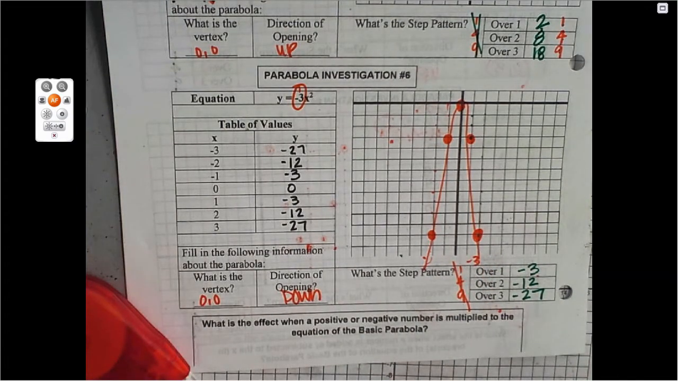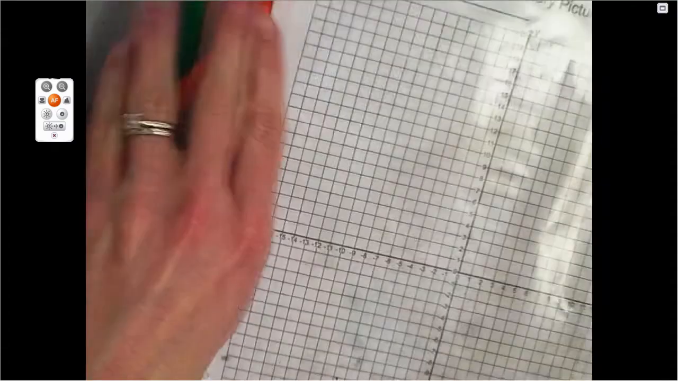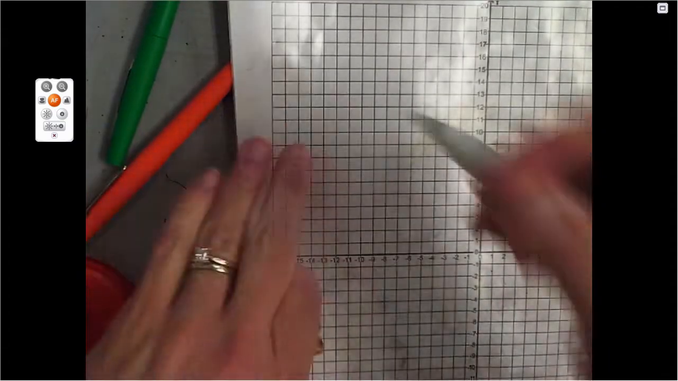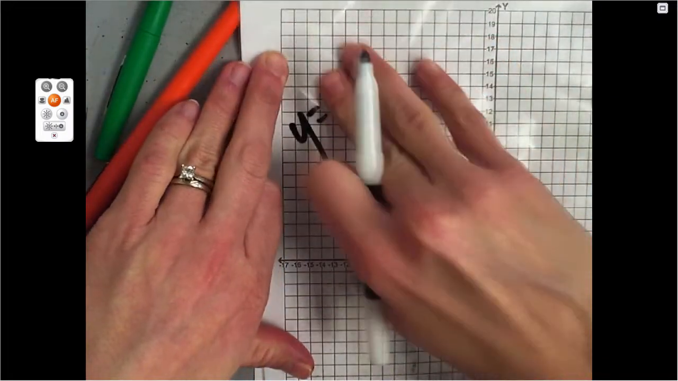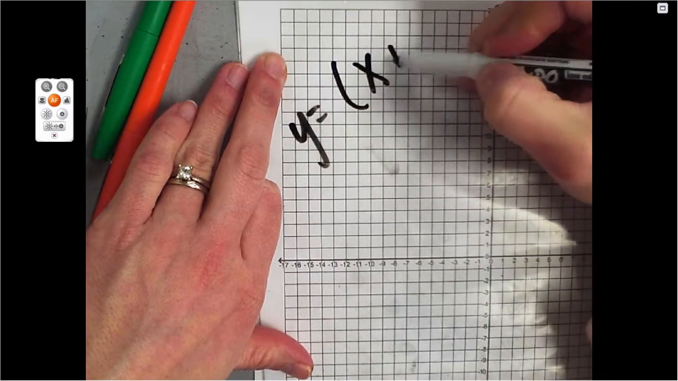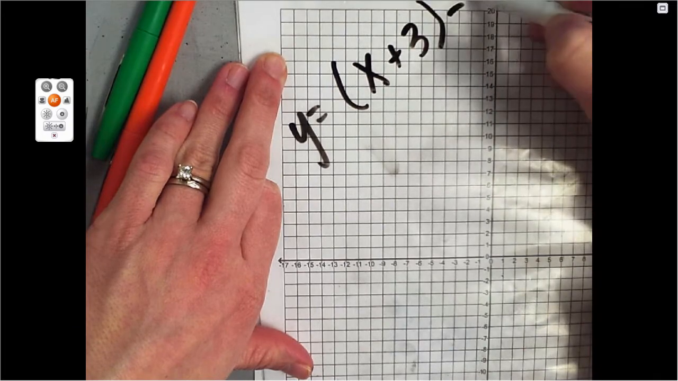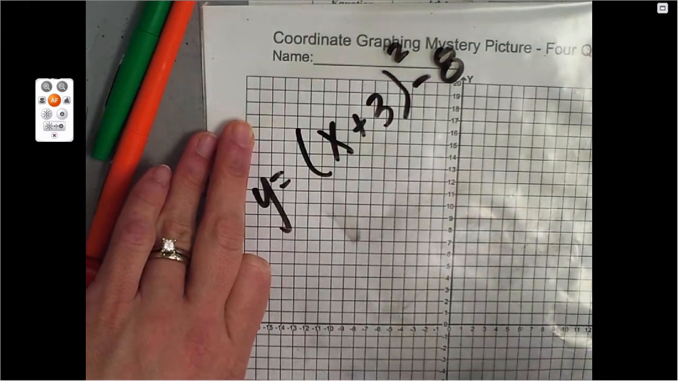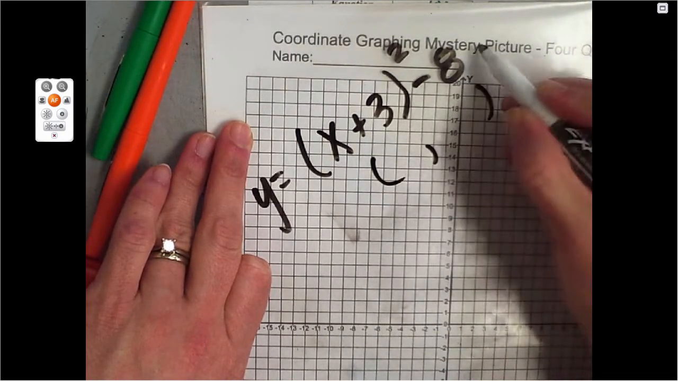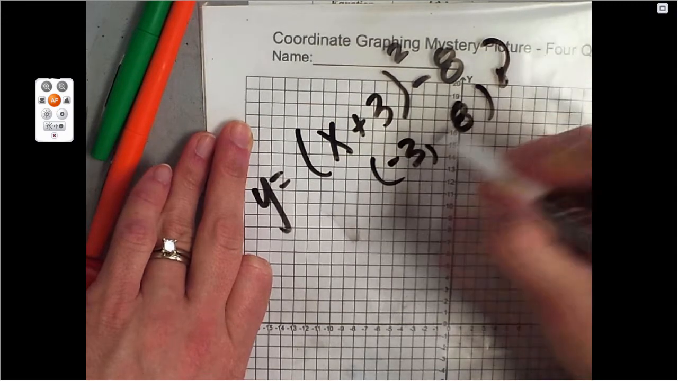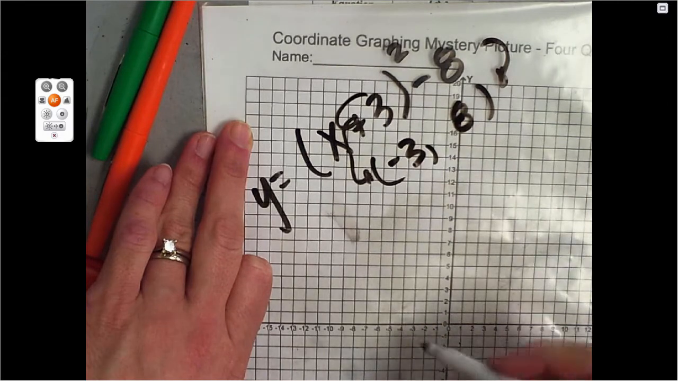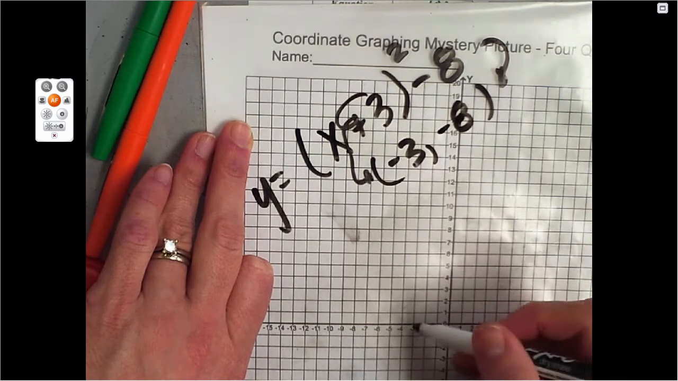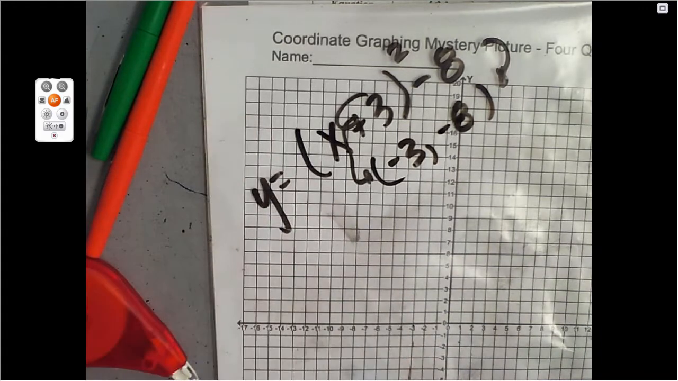Let me show you how that's going to look on your whiteboard. Normally, we've been dealing with this. +3, -8. Go ahead and plot your vertex there. Do not plot 1, 4, 9. Go ahead and plot your vertex at -3, -8. Okay. Now, this would be a 1, 4, 9. I want to show you where that number is going to show up.